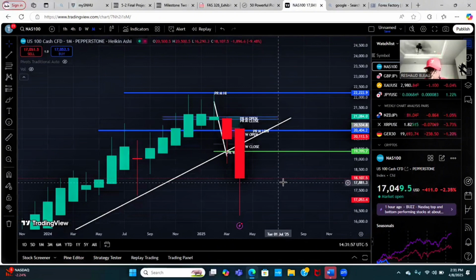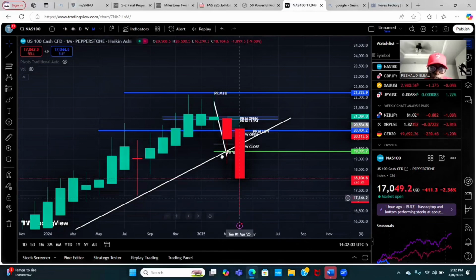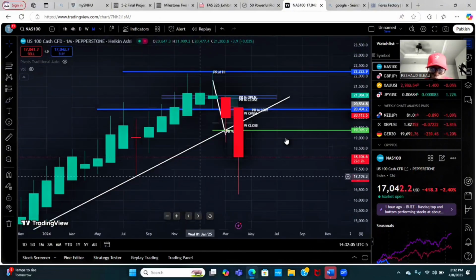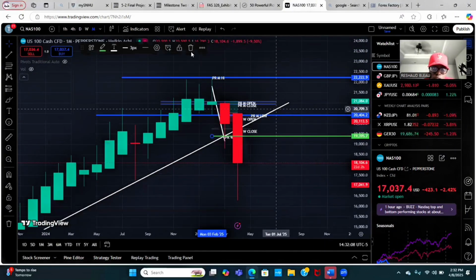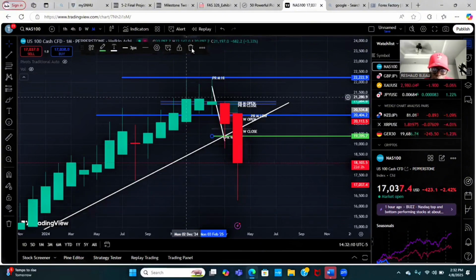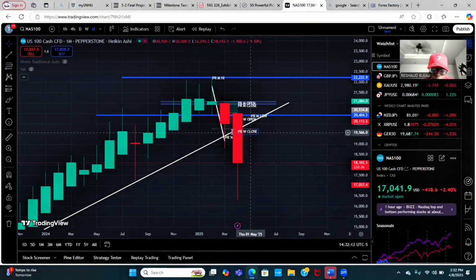So now what I'm going to do, I'm going to erase the month, I'm going to erase the week, the day. I'm going to keep this trend line here, and we're going to remark this chart.